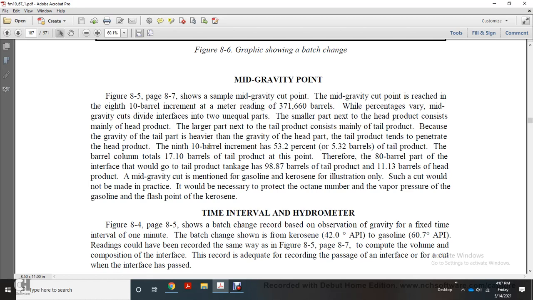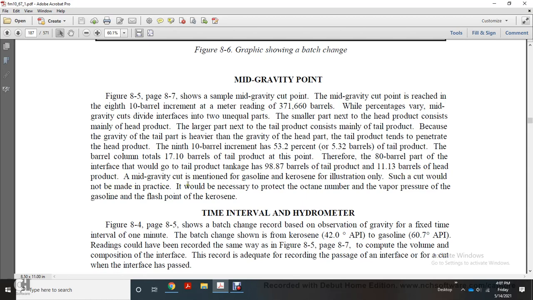The 9th to 10th barrel increment is 53.2% tail product. The barrel column is 17.10 barrels of tail product at this point. Therefore, an 80-barrel part of the interface would go to the tail cut product section, with tankage at 98.87 barrels of tail product and 11.13 barrels of head product. Mid-gravity is mentioned for gasoline and kerosene for illustration only.